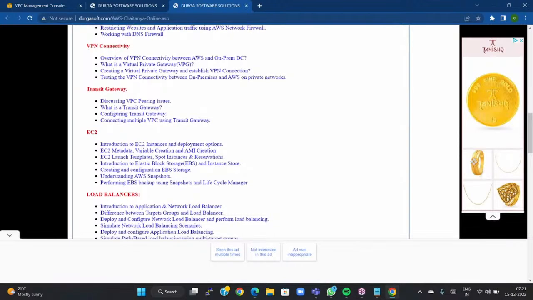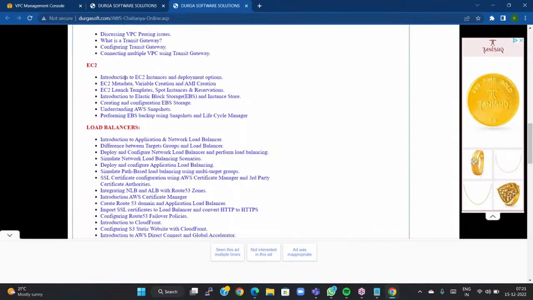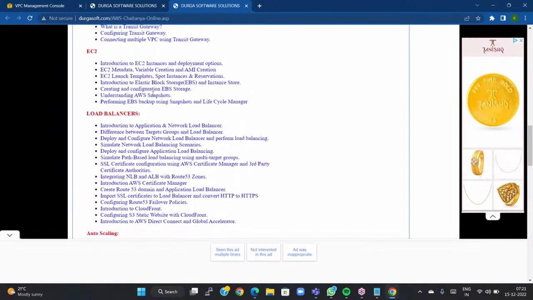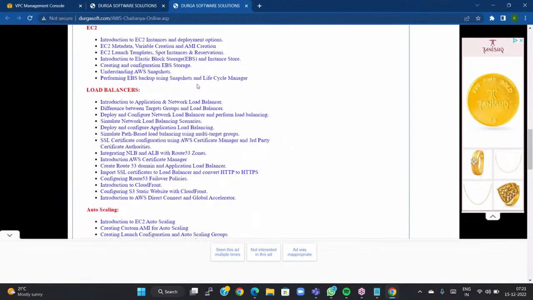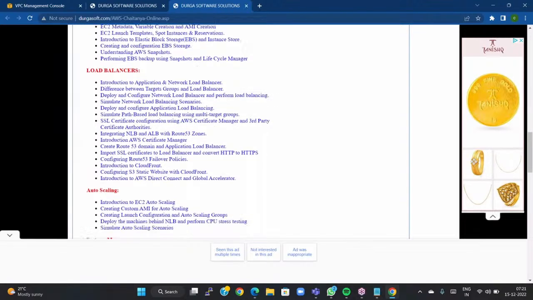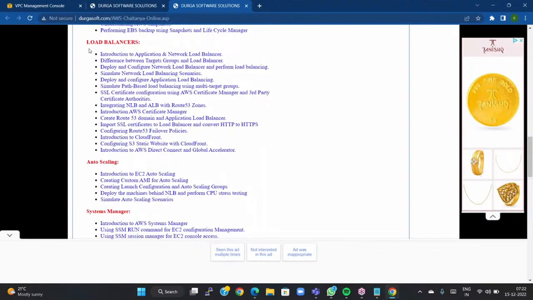At the same time, we are going to learn about transit gateway, and then I will introduce you to EC2 instances, how to deploy EC2 instances, and what the different options available in EC2 instances are. Then we will go for launch templates, an introduction to EBS, Elastic Block Storage, and then snapshots. The next one is load balancers. What are the different types of load balancers that we have?